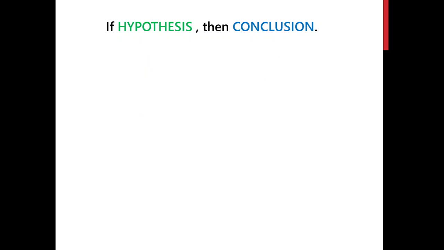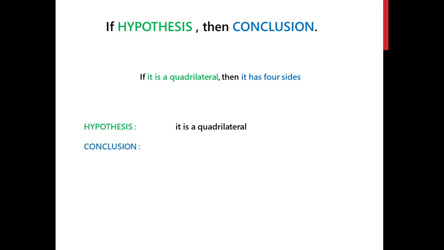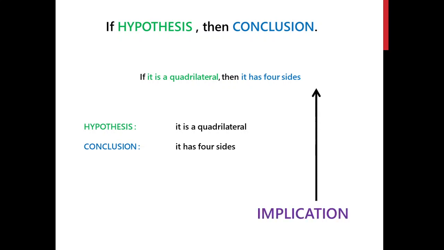Let's try to have an example. If it is a quadrilateral, then it has four sides. Our hypothesis here is it is a quadrilateral, and our conclusion is it has four sides. Now, the statement above is called the implication. That is the statement being formed by the hypothesis and conclusion.